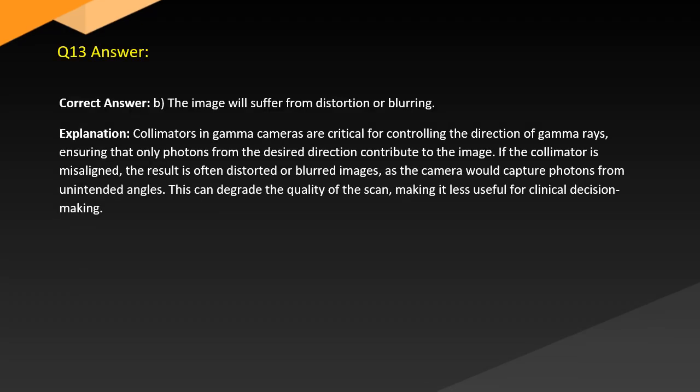Answer. Correct answer: B. The image will suffer from distortion or blurring. Explanation. Collimators in gamma cameras are critical for controlling the direction of gamma rays, ensuring that only photons from the desired direction contribute to the image. If the collimator is misaligned, the result is often distorted or blurred images, as the camera would capture photons from unintended angles. This can degrade the quality of the scan, making it less useful for decision-making.